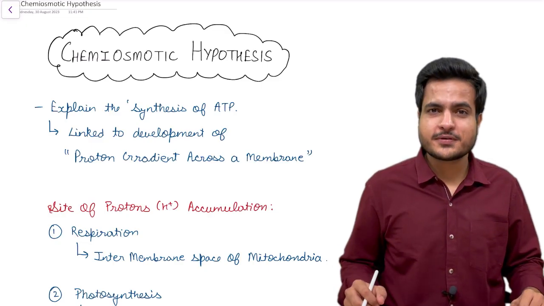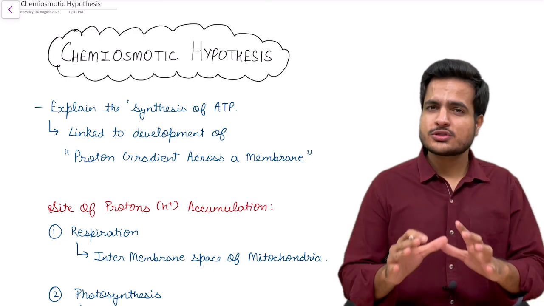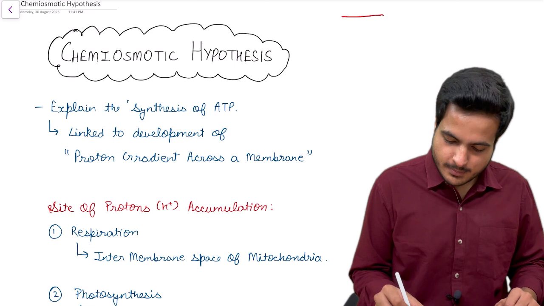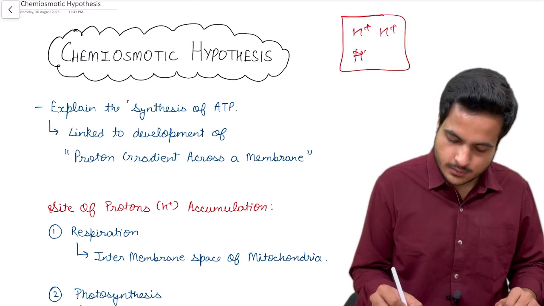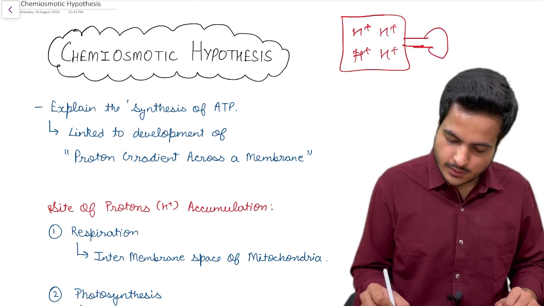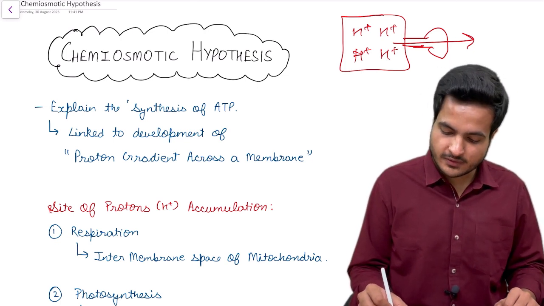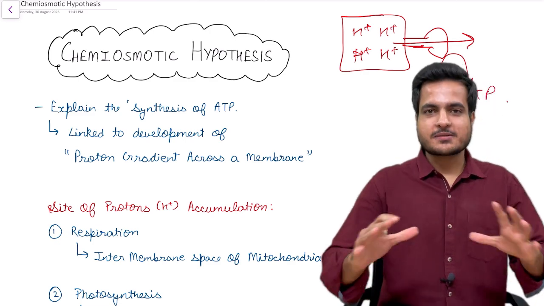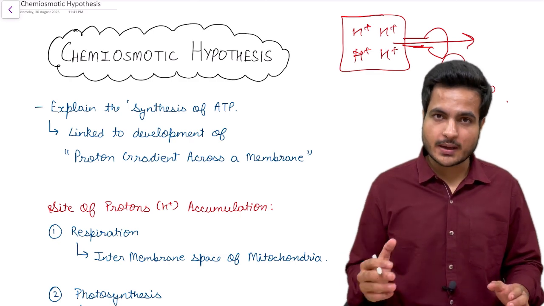Hello everyone, in this video we'll be discussing the chemiosmotic hypothesis. Wherever in nature ATP production occurs, you would see a proton gradient being formed. And when this proton gradient is broken down, the energy released by this process is coupled with the formation of ATP. This is explained by a hypothesis called the chemiosmotic hypothesis.